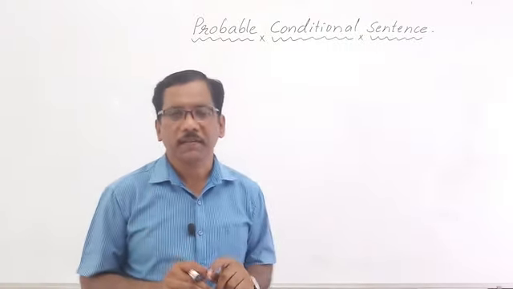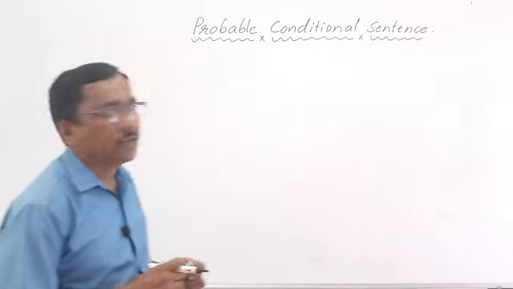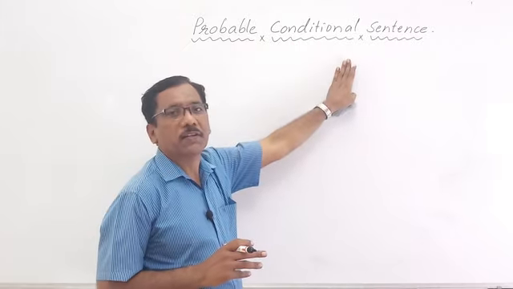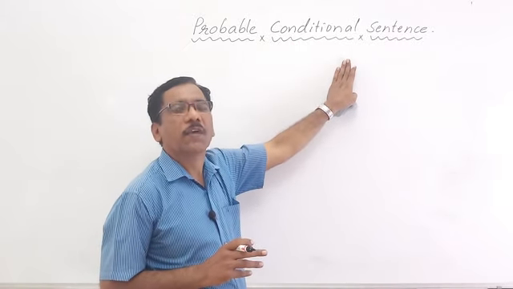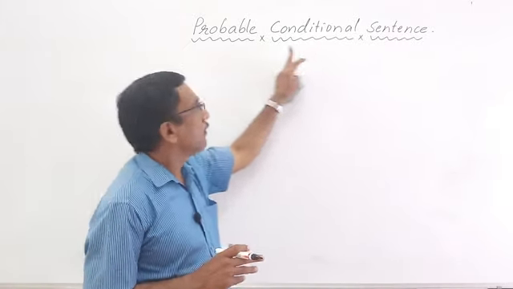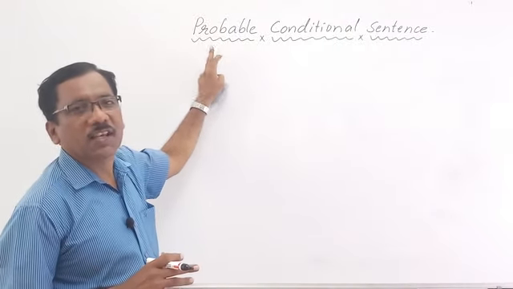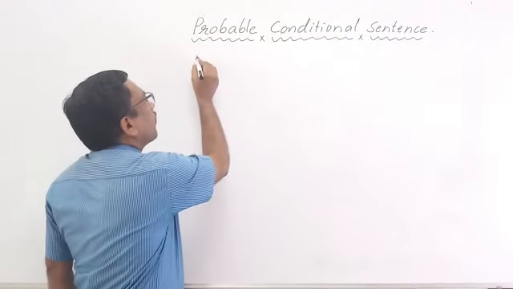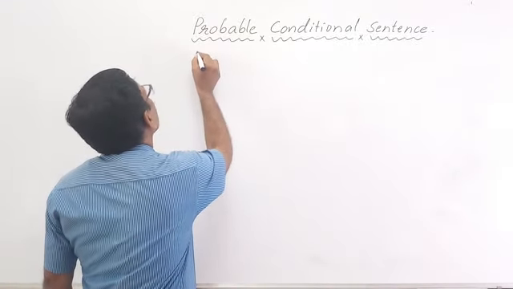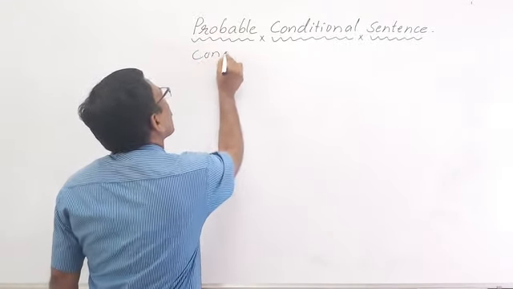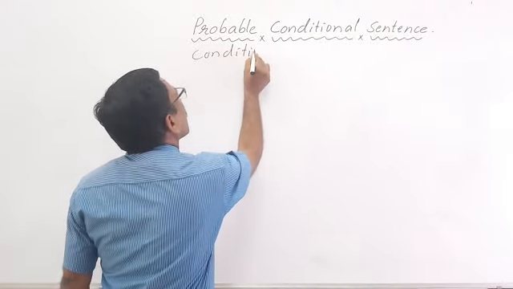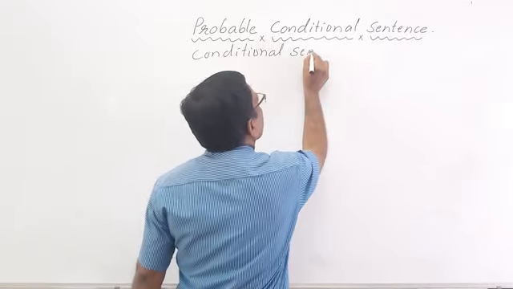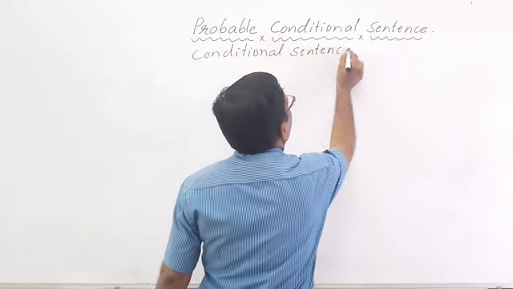Now I am going to share with you probable conditional sentences in English. Dear students, please try to know probable conditional sentences, how they are used in English. First of all, these probable conditional sentences are normally called conditional sentence type 1.